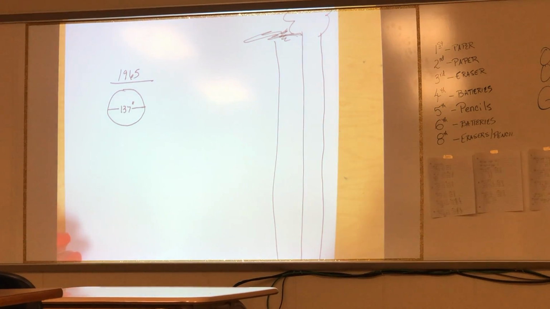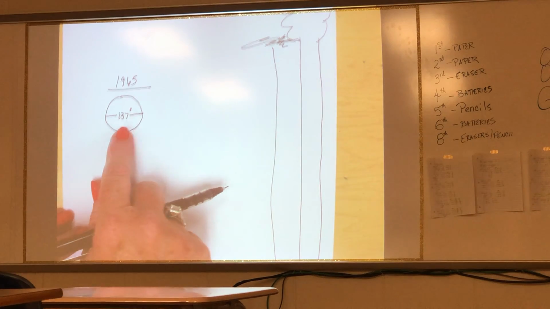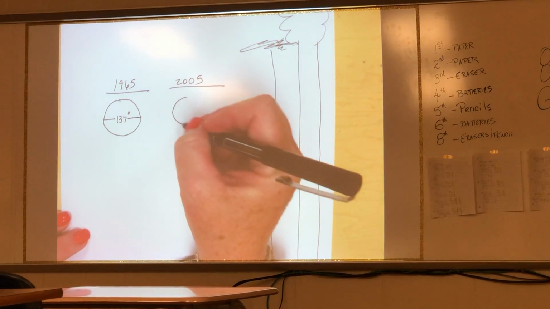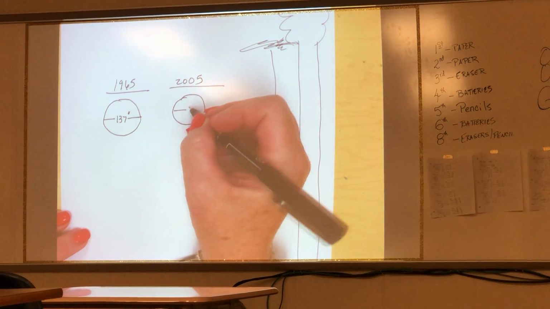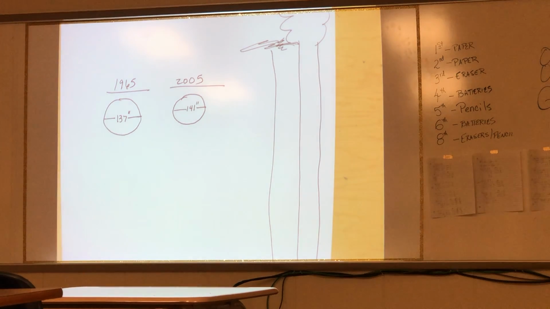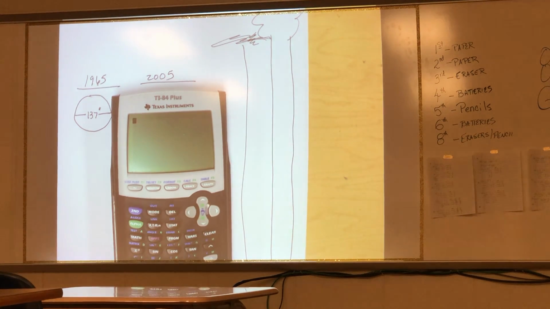Okay, y'all go ahead. We measured a tree and it was 137 inches across. In 2005, we measured the same tree and it is now 141 inches across. Now, for some of y'all, you go, so what? Let me show you how big 137 inches is.